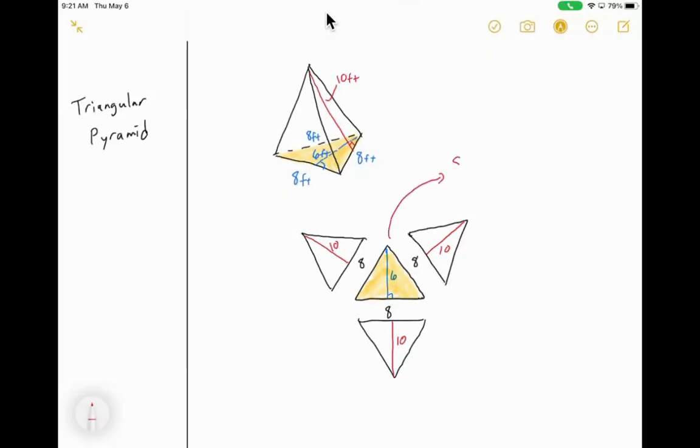Okay, 8 times 6 divided by 2. 8 times 6 divided by 2 is 24. Is that right?